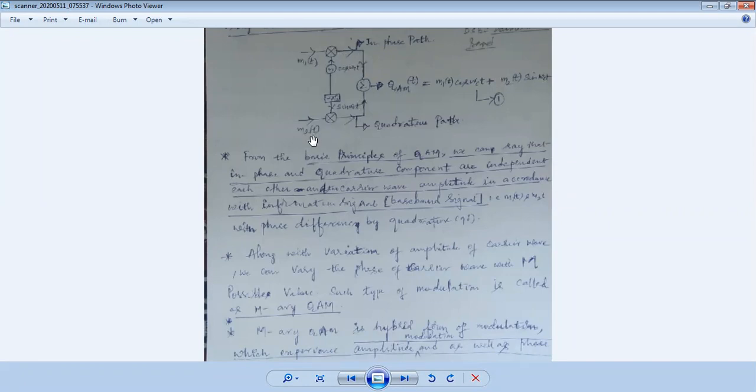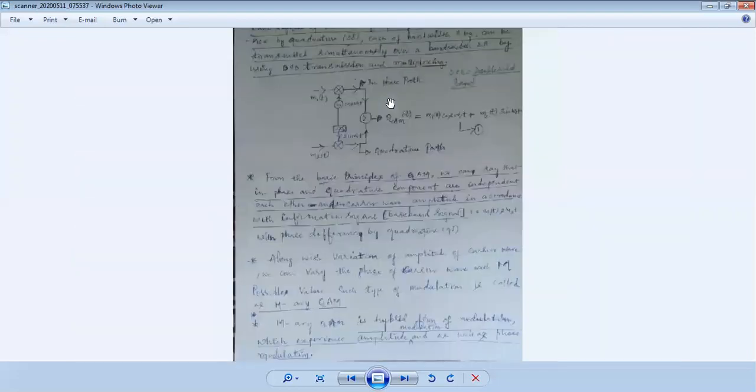In a similar manner, another signal m2 of t, which needs to be sent, will be multiplied by sine omega c t. That means the quadrature phase difference, and the amplitude of this will be in accordance with m2 of t. They are summed together: m1 of t into cos omega c t plus m2 of t into sin omega c t. This path we call the in-phase path, and this path we call the quadrature path. From the basic principle of QAM, we can say that the in-phase and quadrature components are independent of each other. There is no doubt about it, because this is one signal and this is another signal.